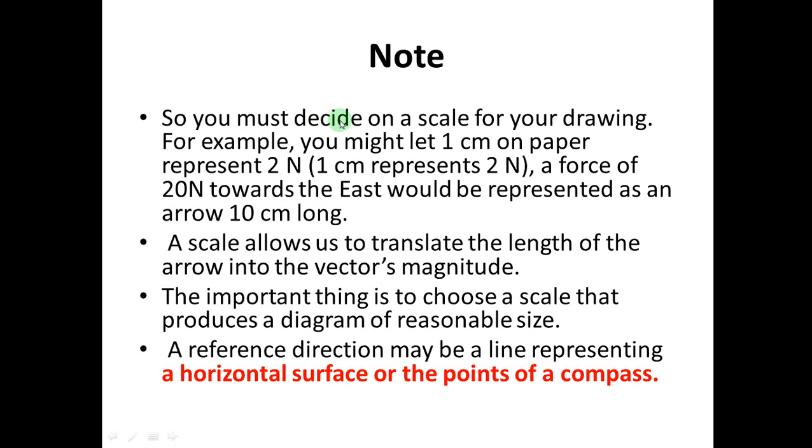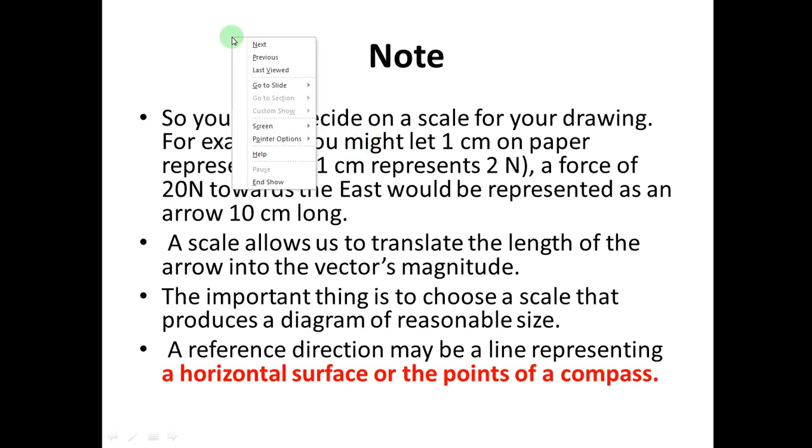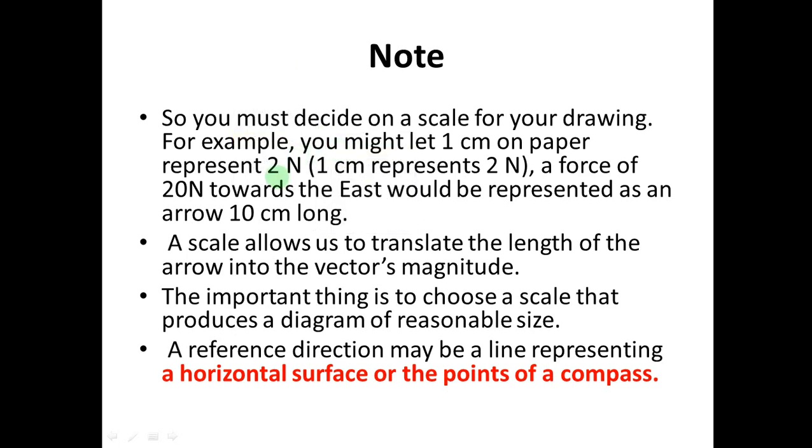When you decide to represent a vector geometrically, you must draw your drawing using a scale. For example, if you want to represent a 2 Newton vector on a piece of paper, you need a scale. You must decide your scale. So you might let 1 centimeter on a paper represent 2 Newton. So 1 centimeter represents 2 Newton.